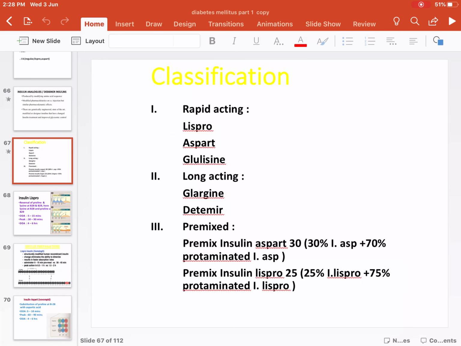So based on that, furthermore, the insulin preparations which are added, we have rapid acting and long acting insulins. Other than the regular acting insulins, these are the insulin analogues. For rapid acting, we have lispro, aspart, glulisine. Longer acting, glargine and detemir.